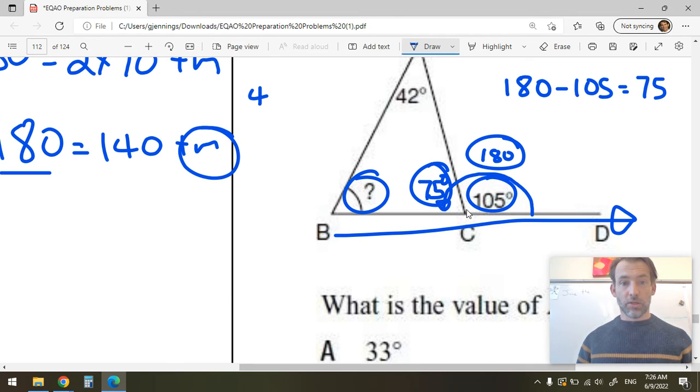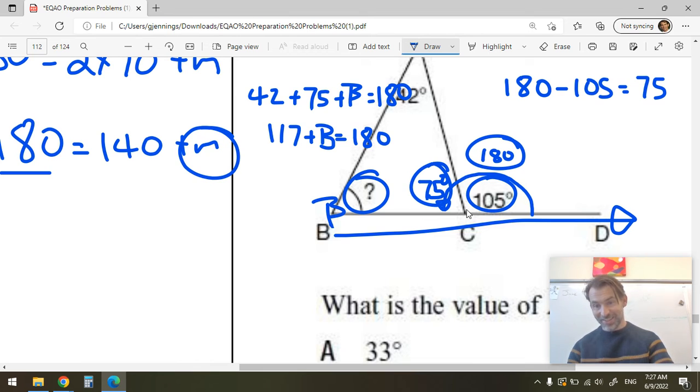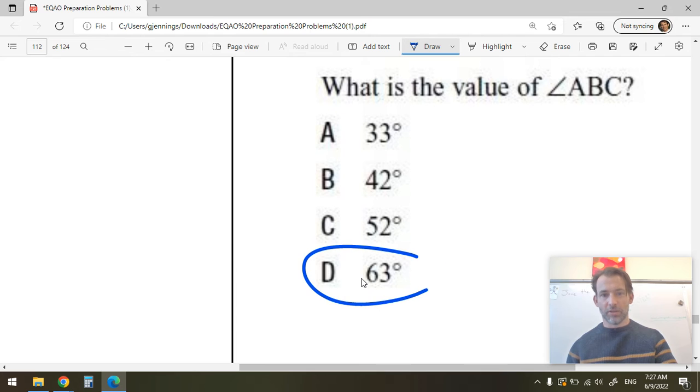So then we have 42 plus 75 plus angle B equals 180. All right. And then I do this math. So 42 plus 75 happens to be 117. 117 plus b equals 180. And then now I subtract 117 from both sides to give me 63. 63 degrees is this angle.